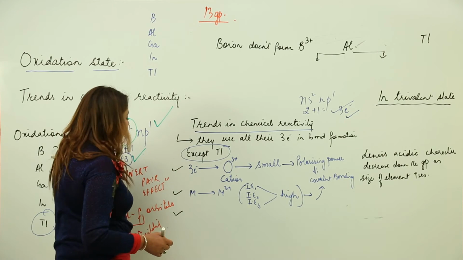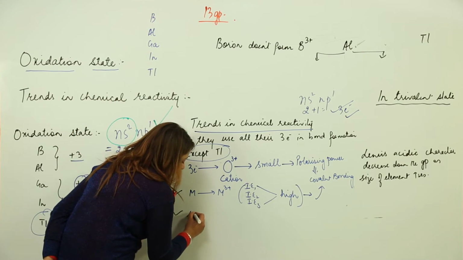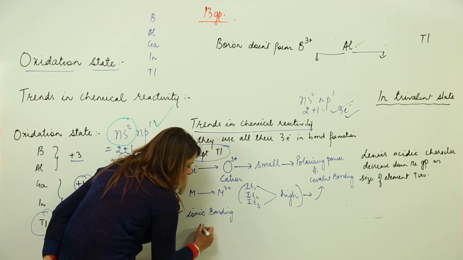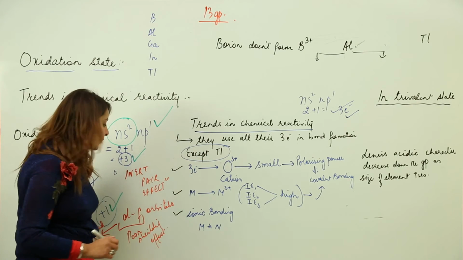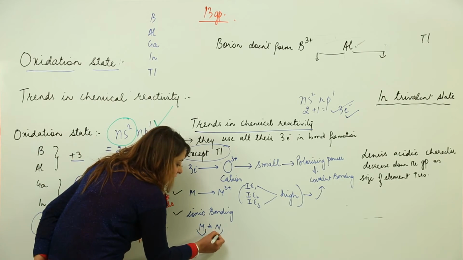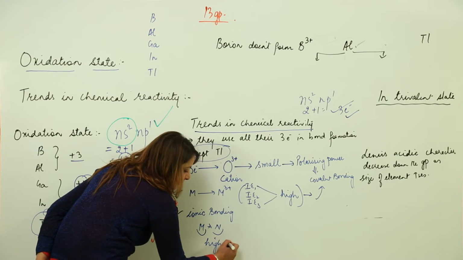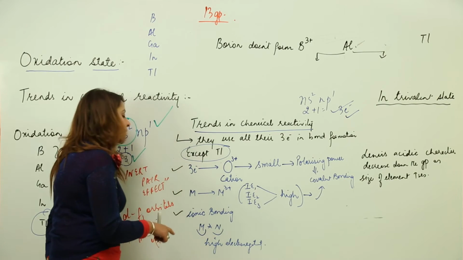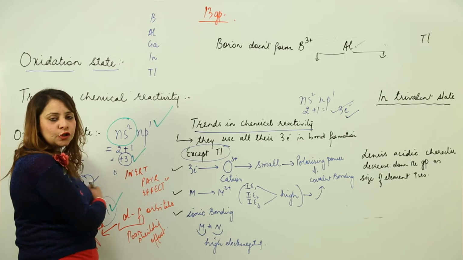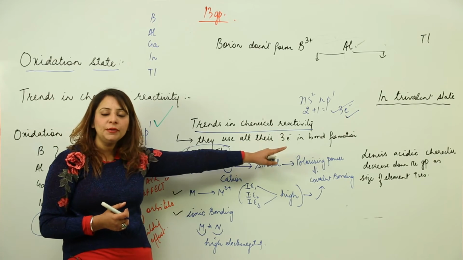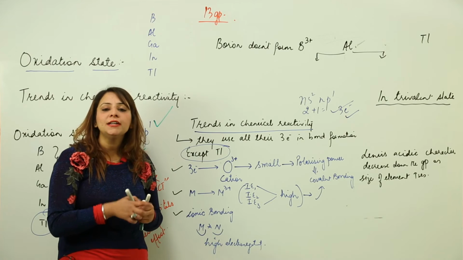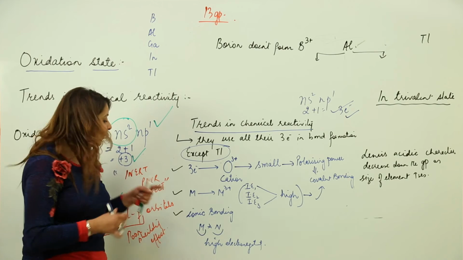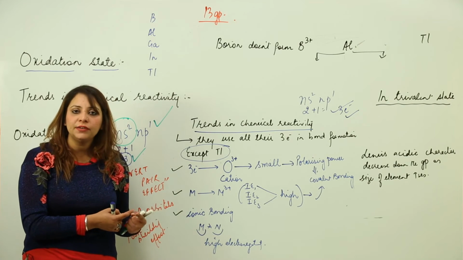The third reason is that the ones which show ionic bonding, like metals and non-metals, show it because they have a high electronegativity difference, right? Metals are present at the extreme left, so they are bigger. Non-metals are present at the extreme right, so they are smaller. We know that the smaller the size, the more the electronegativity, and the bigger the size, the less the electronegativity. So we can say that there is a huge difference of electronegativity between them.